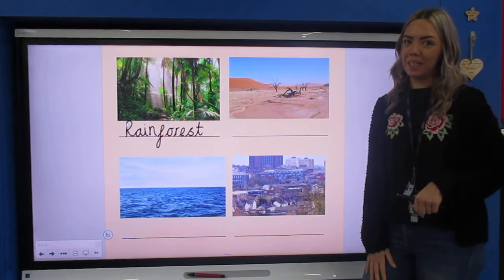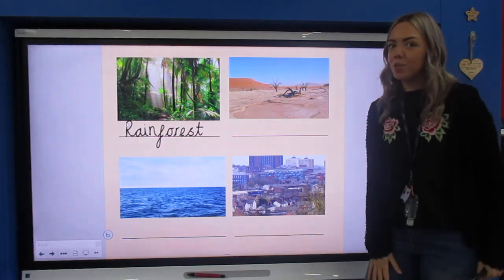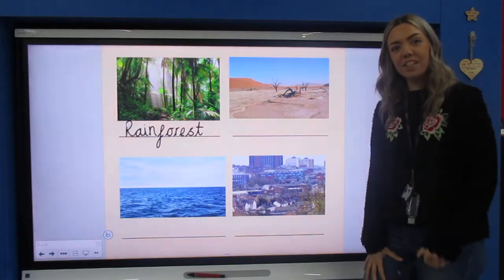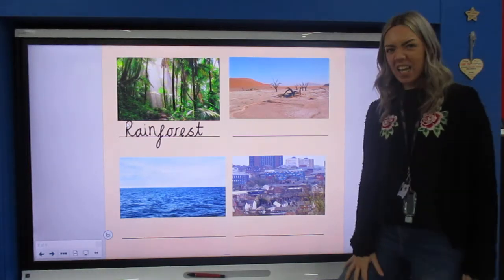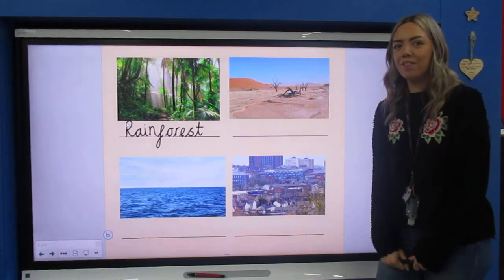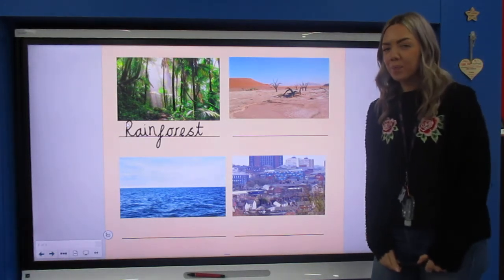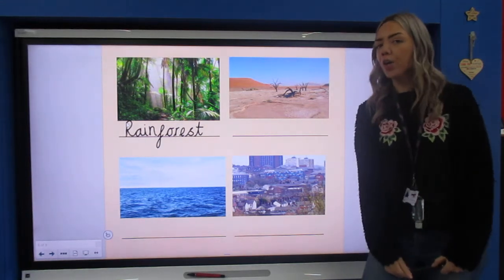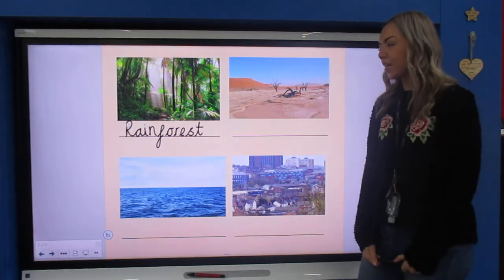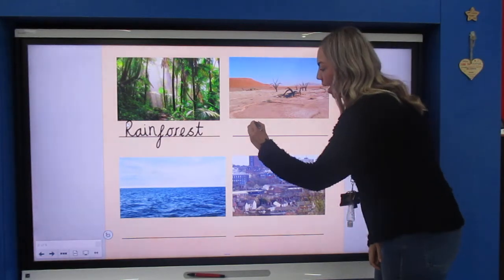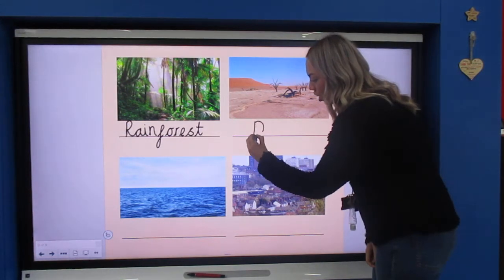A desert. Brilliant. And I know that when we were in reception, we did lots of work on Sonny the meerkat, didn't we? And he lived in the desert. Can we remember the name of the desert where Sonny the meerkat lived? This is really challenging your brains now this morning, year 1. Have a good think. It begins with a K. I'll give you a clue. The Kalahari Desert. Well done. So we're going to write desert.